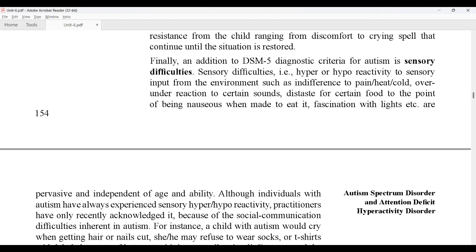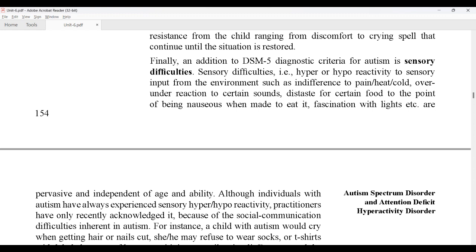Finally, an addition to the DSM-5 diagnostic criteria for autism is sensory difficulties. Sensory difficulties, i.e., hyper or hyporeactivity to sensory input from the environment, such as indifference to pain, heat, or cold, over or under-reaction to certain sounds, distaste for certain food to the point of being nauseous when made to eat it, fascination with lights etc., are pervasive and independent of age and ability.